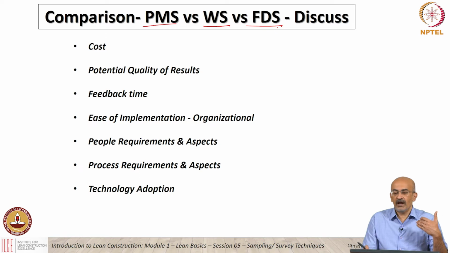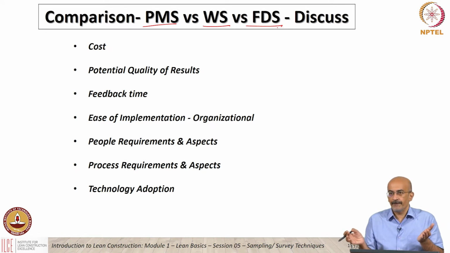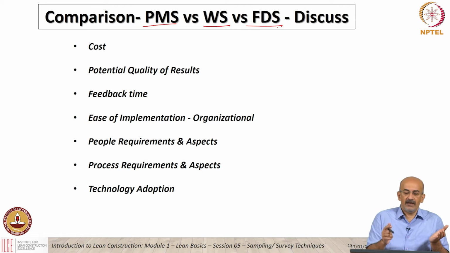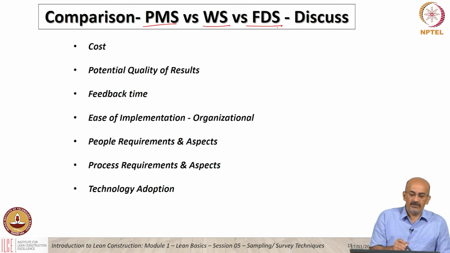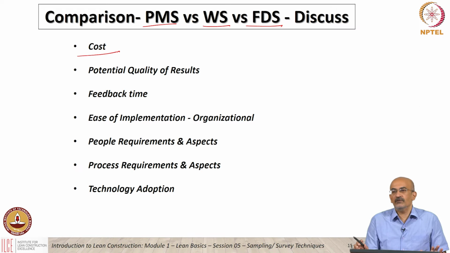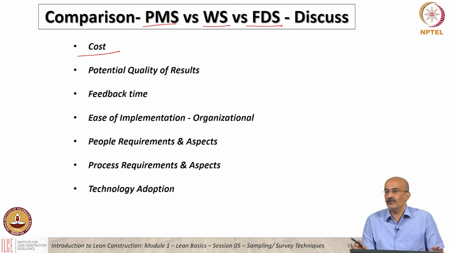In many places, we sometimes come up with the topic of, if all these techniques are there, what should I use? So here are some of the dimensions which we have identified to compare. For example, if I use cost, what is the cost implication of productivity measurement system versus work sampling versus Foreman delay survey?